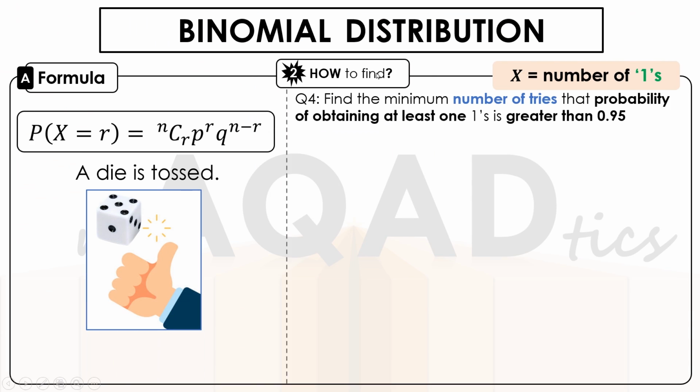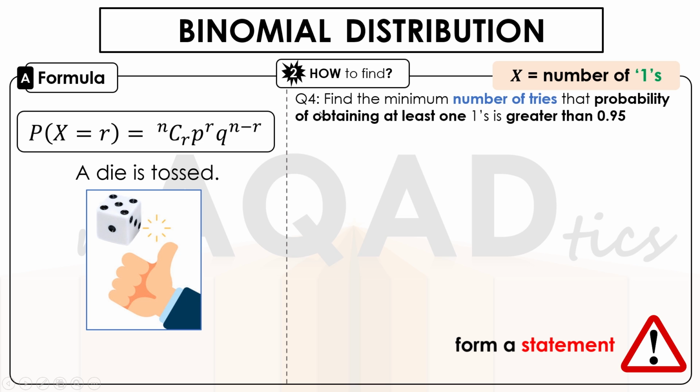And the last question is, we need to find the minimum number of tries. Okay, minimum number of tries meaning we need to find the value of n. Right? So it will be slightly different. It's not finding the probability, but finding the value of n. And then it says the probability of obtaining at least one once is greater than 0.95. So for this part, we can actually form a statement, and then using that statement, find the n.